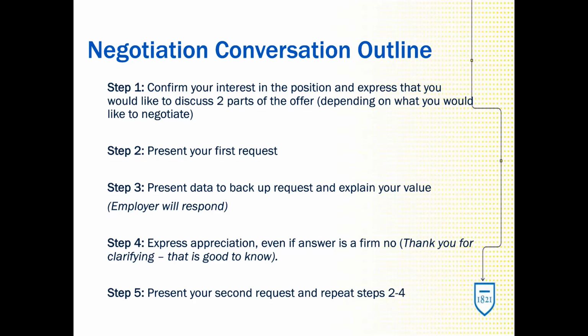Once you've stated how many pieces of the offer you would like to discuss, then you want to move to step 2, where you will present your first ask. That might be asking for more vacation time. It might be asking for a higher salary. It might be asking for the company to pay for a cell phone, whatever it might be. Then you're going to present some data to back up what you're asking for, as well as explain your value to support your reasons for your ask.